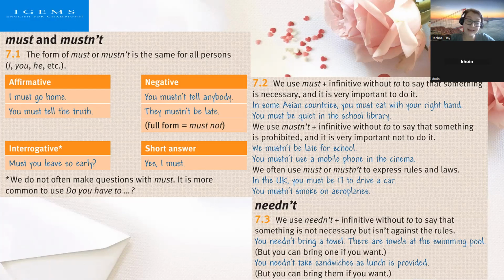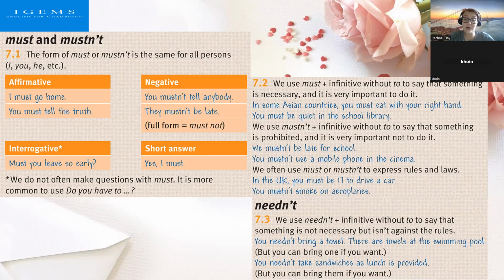Okay, so here are some other table manners. We use must plus an infinitive. So remember, with our verbs, we have verb one, verb two, and verb three, which is your infinitive. Like sleep, slept, slept. Okay, so in some Asian countries, you must eat with your right hand. You must be quiet in the school library.